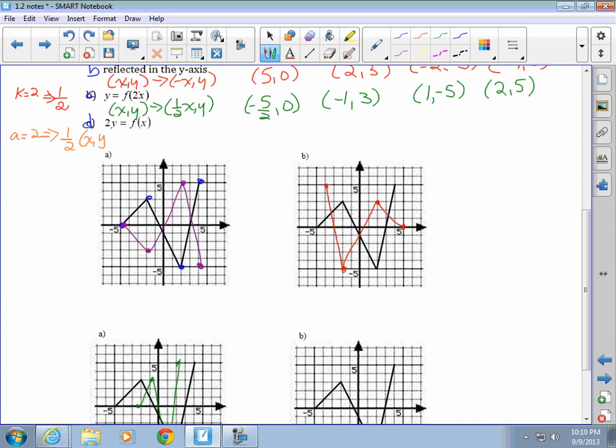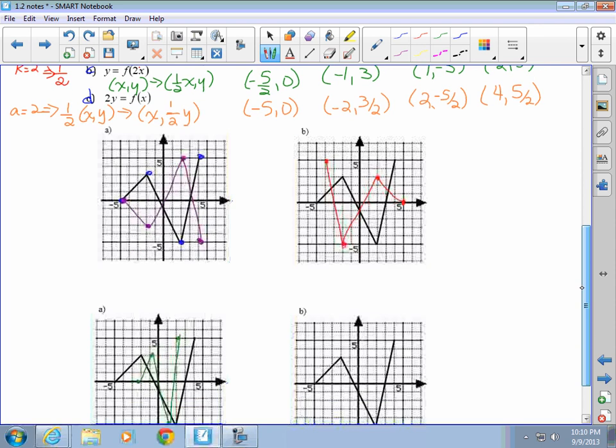So x, y goes to x, 1/2 y, because it's affecting the y value. So now I divide all of my y values by 2. So I started at negative 5, 0. That's going to stay negative 5, 0. Negative 2, 3 becomes negative 2, 3/2. 2, negative 5 becomes 2 and negative 5/2. And then the last one was 4, 5, so that becomes 4 and 5/2, or 2.5, right?